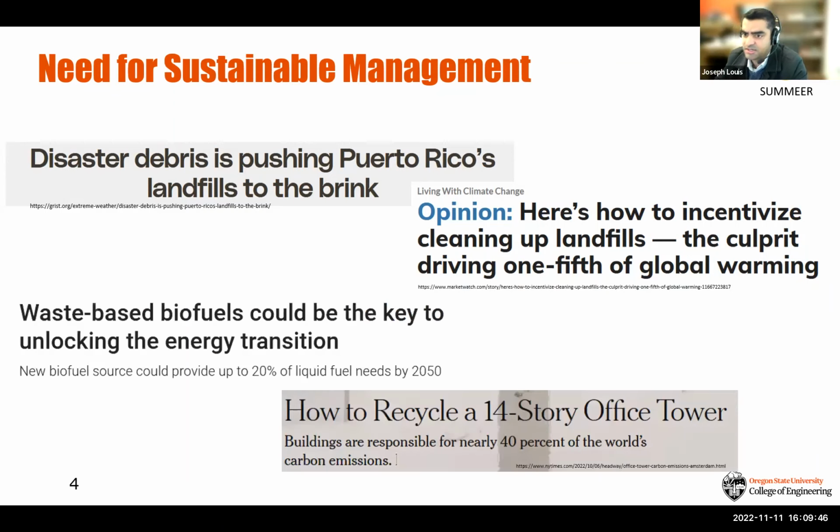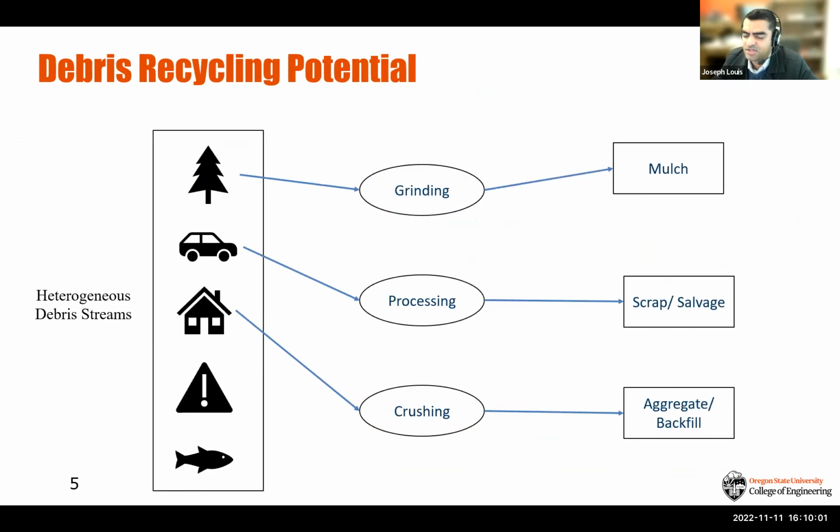Now, some solutions are to try and recycle debris or to use it for energy. So as you can see here, how could we recycle a 14-story office tower by thinking of how we might be able to reuse some of the demolition debris. So what I try to do here is just talk about some of the opportunities that are very obvious to us for recycling debris. Now, the first thing to note is that disasters generate heterogeneous streams of debris, right?